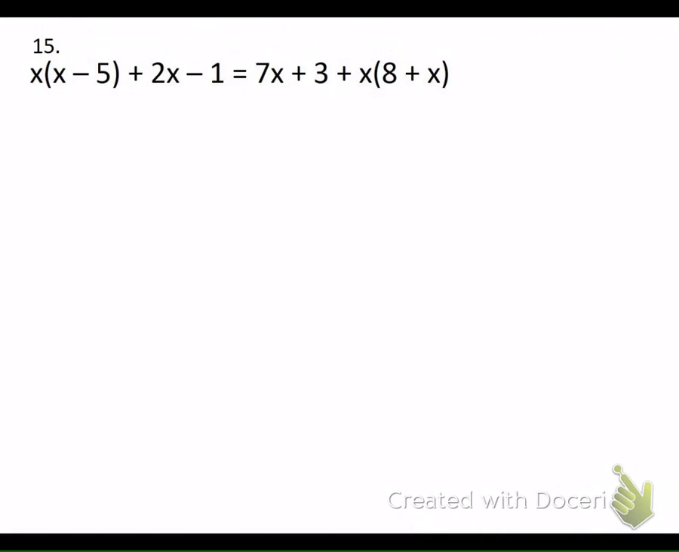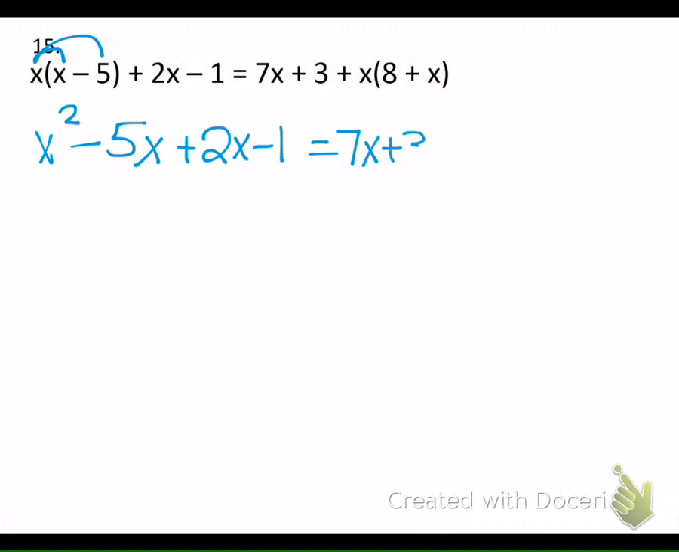All right, I'm going to start by getting rid of all my parentheses. So I'm going to distribute. X times x is x squared. X times a negative 5 is a minus 5x. All right. Now, the 7x is fine. The 3 is fine, but I can distribute this guy. So this is going to be plus 8x plus x squared.